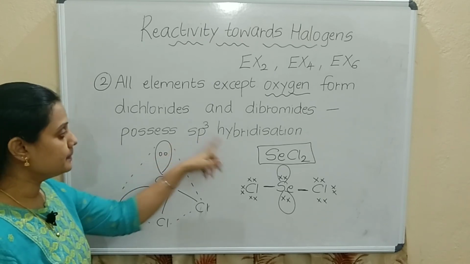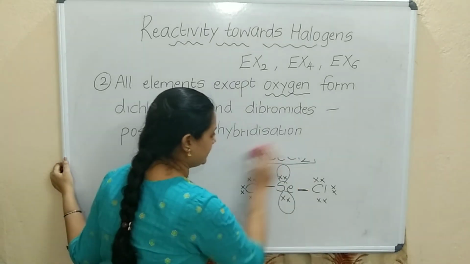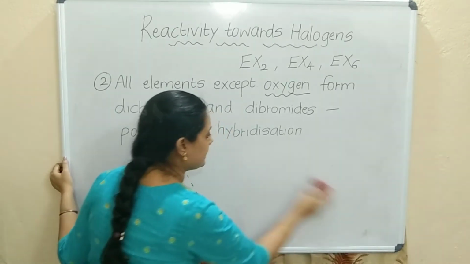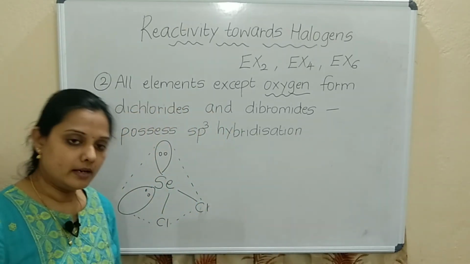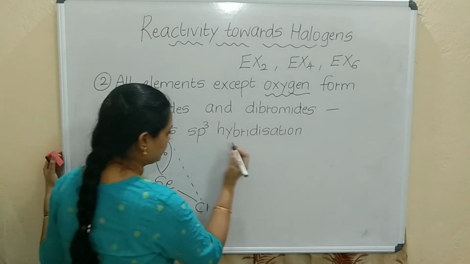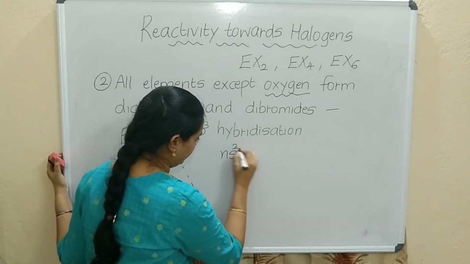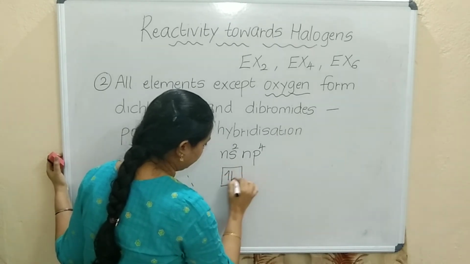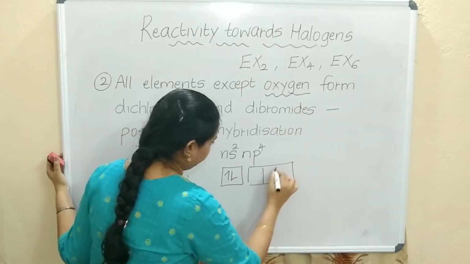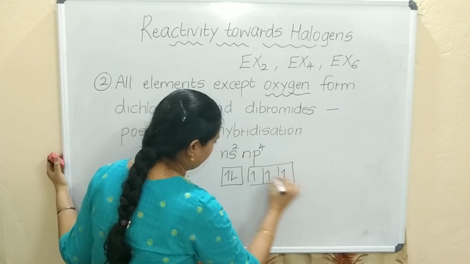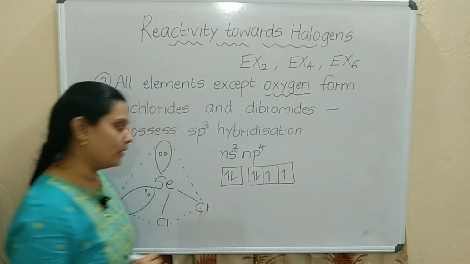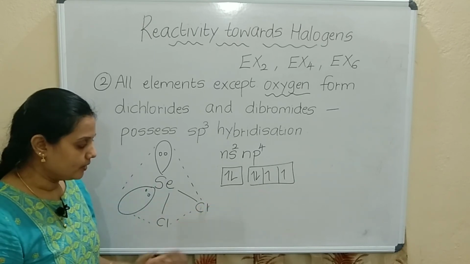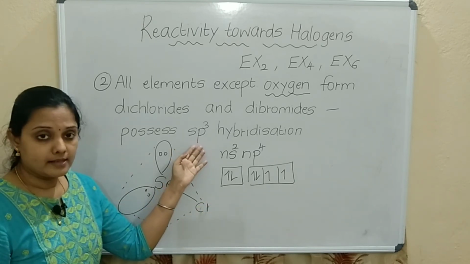Now, sp3 hybridization. Why is it forming sp3 and how is it forming? The general electronic configuration of group 16 elements is ns2np4: 2 electrons in s and 1, 2, 3, 4, 4 electrons in p orbital. Correct. Now, for ns2np4, sp3 hybridization is seen.